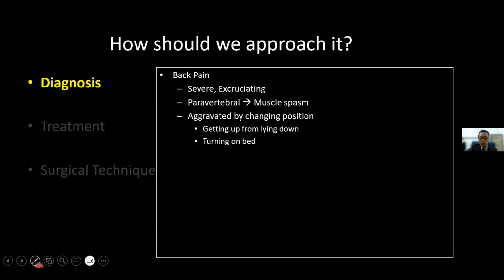Why is it so? It is because this cleft causes less stability to the spinal column. When the patient changes position, this causes some movement and aggravates severe muscle spasm, leading to severe pain. The history can be subacute or chronic, usually associated with a fall with milder back pain initially months ago, and the patient develops more and more pain.